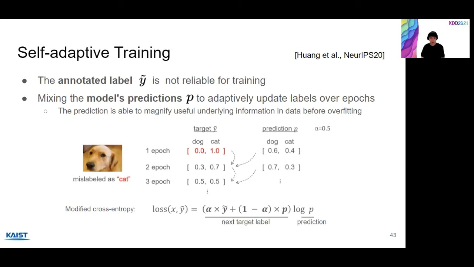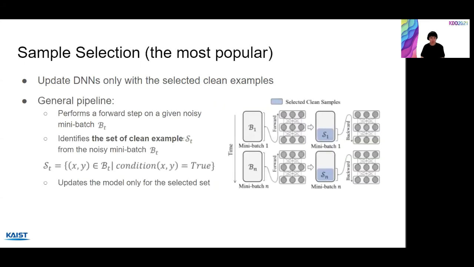Look at the example below. A dog example is mislabeled as cat, so its target label is incorrect. So this approach mixes the model's prediction p with its target label y tilde, thereby generating a more reliable label. So simply speaking, as shown in the equation below, the mixed label is used as the next target label to fit, where alpha is the balancing term between the given label and the model's prediction for mixing.